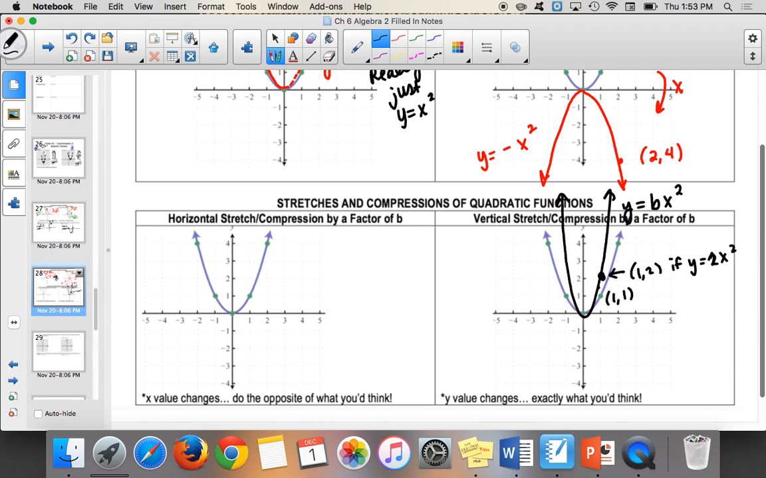All right, so if we compress it, so if I'm compressing everything, then that's like the taffy where I'm smushing it down. If I smush it down, it gets fatter. That's what's happening here. So this 1, 1, if I had like 1/2 x squared, it would kind of flatten it out, and it'd be really wide.